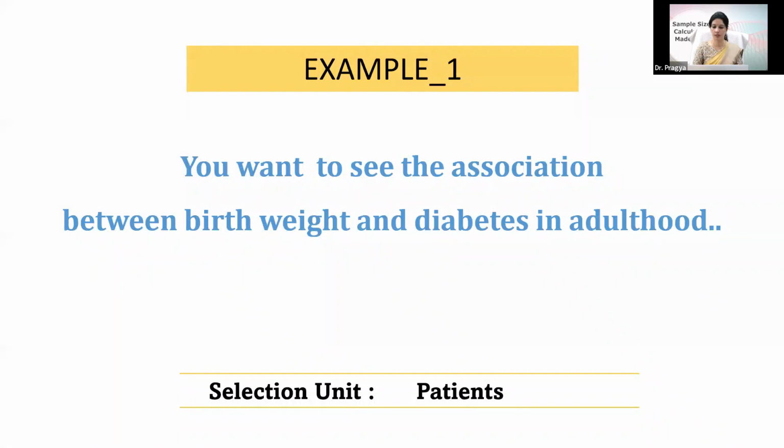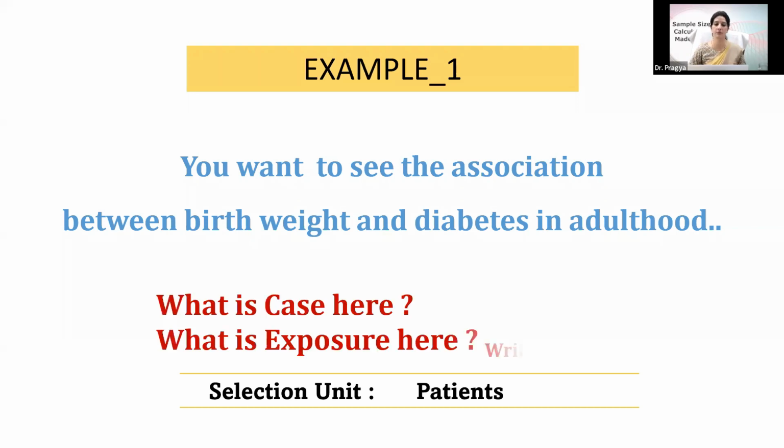Now here is one example you need to practice. So you want to see the association between the birth weight and diabetes in adulthood. So birth weight, that is the child's birth weight, and the onset of diabetes in adulthood. So what is the exposure here and what is the outcome? Yes, please type. Yes, exposure is the birth weight and outcome is diabetes in adulthood.